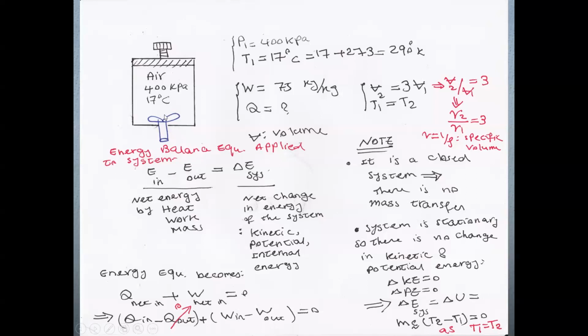It's a closed system. There is no mass transfer into or out of the system. So the only way energy can be transferred into or out of the system is through heat and work. Change of energy of the system manifests itself in changing kinetic energy, changing potential energy, and changing internal energy. The system is stationary, so there is no change in kinetic or potential energy. So the right side will be limited to change of internal energy.